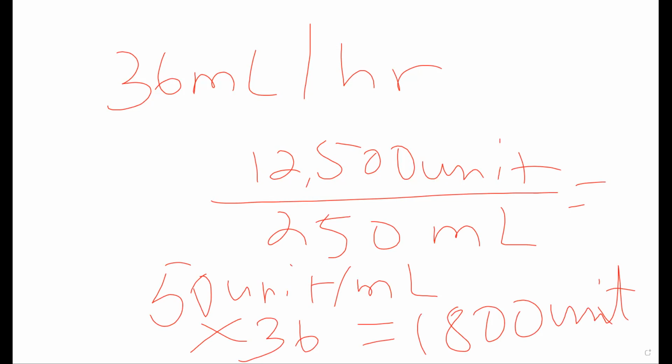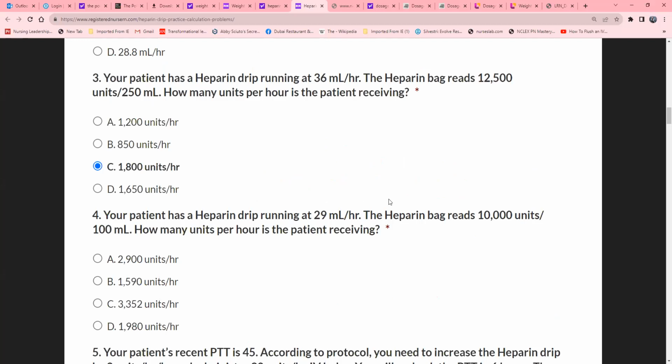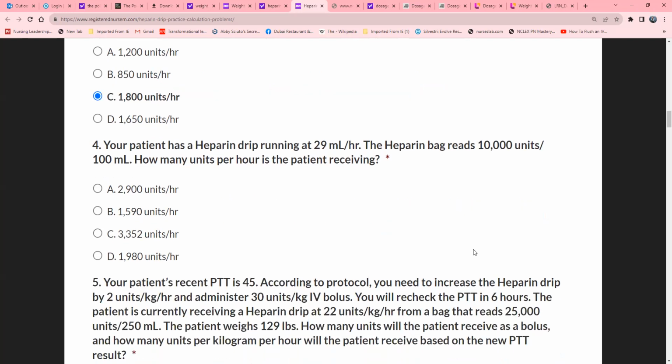Miss Rose, I did it a different way and still got 1,800. That's all that matters. 1,800 is the correct answer there. We have it up there. So if you did it a different way and got it, you're still a rock star. Whatever works for you. You just have to remember, what formula do you have to switch to? Okay, look at number 4. It's the same question. Let's see if everybody can get this answer.